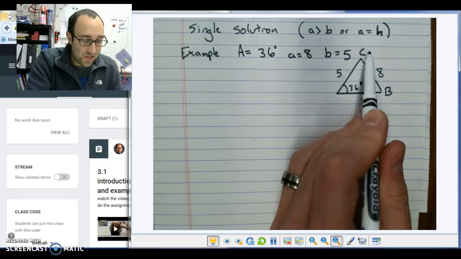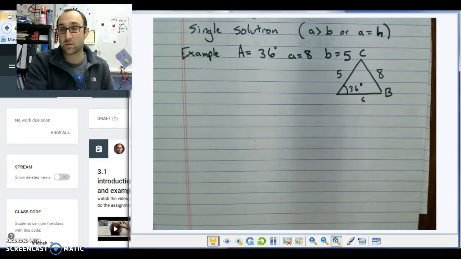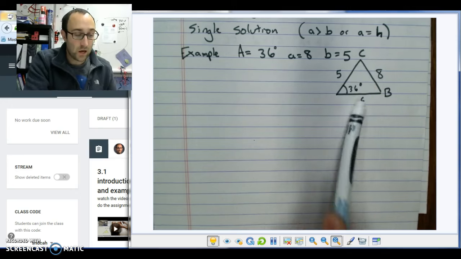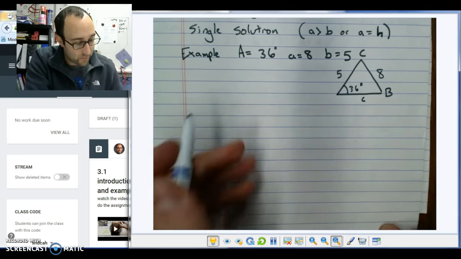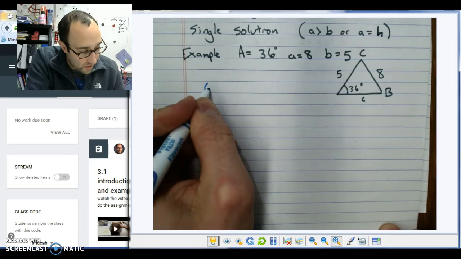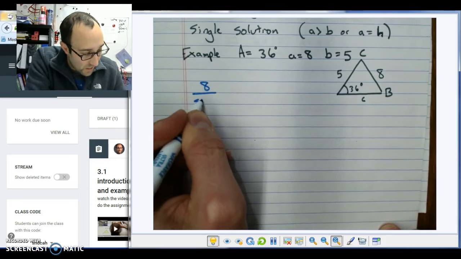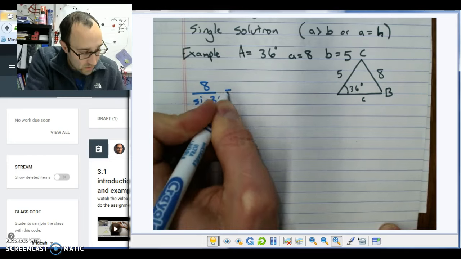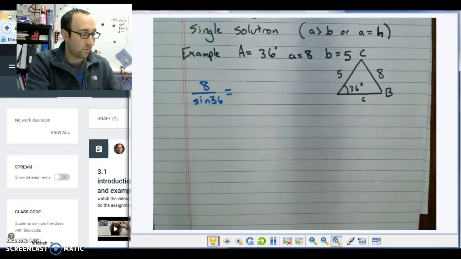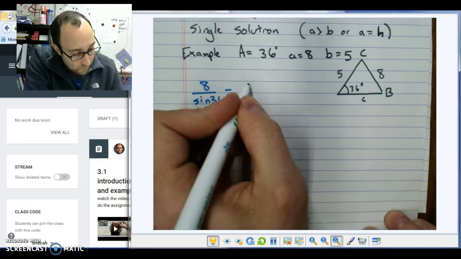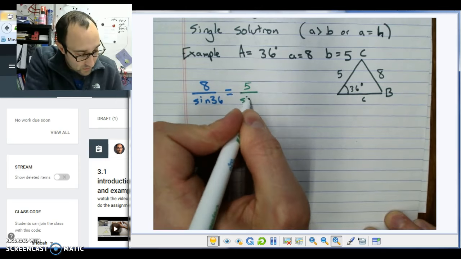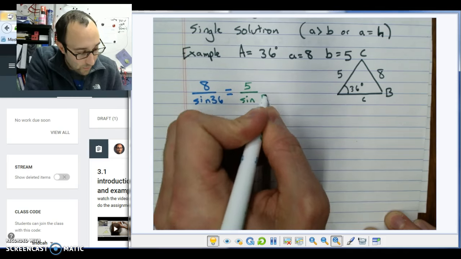If I try to use C, I'm going to get too much stuff, and I'm not going to be able to use the law of sines, because I have too many unknowns. So let's try using blue for A. So we're going to say the length of a over sine 36 is going to equal, let's use green for B, to say that b is going to be 5 over sine of capital B.